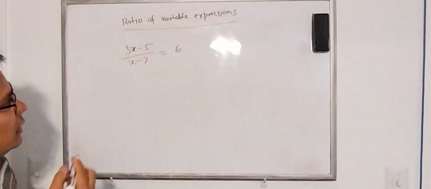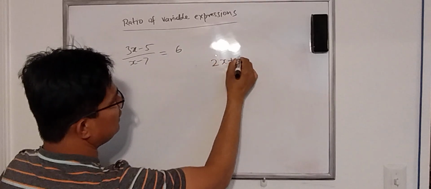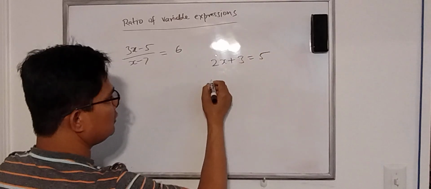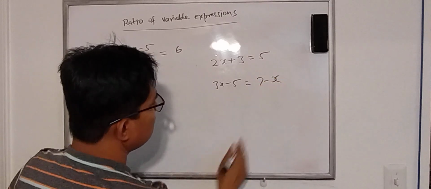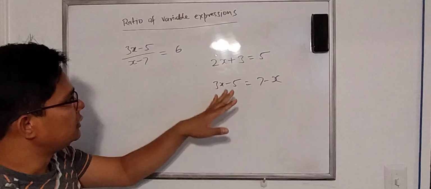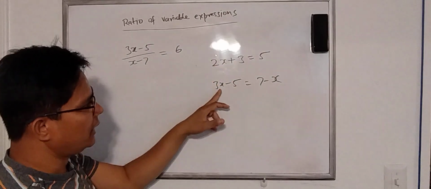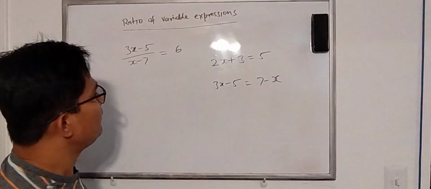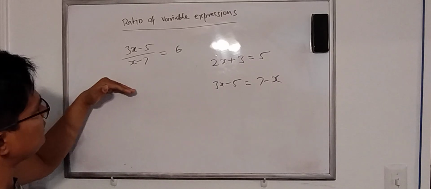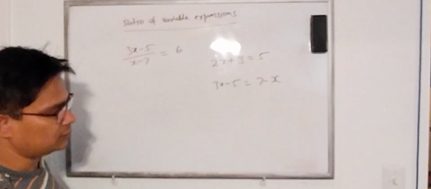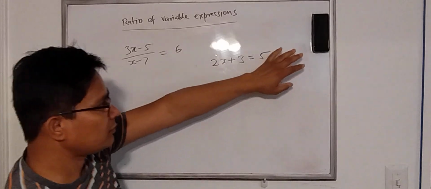Okay, so far we have learned this type of equation. Let's say 2x plus 3 is equal to 5, or something like 3x minus 5 is equal to 7 minus x. This type of equation, we knew how to solve. These equations have one variable x, not two or three variables. But we did not solve an equation in this format, like a ratio of two expressions equal to some number or fractional value. So now what we have to do to solve this one is very simple.